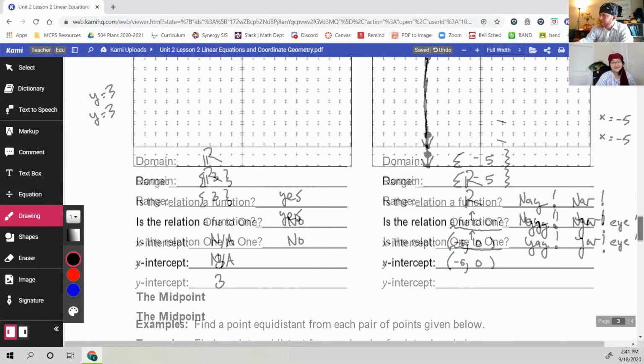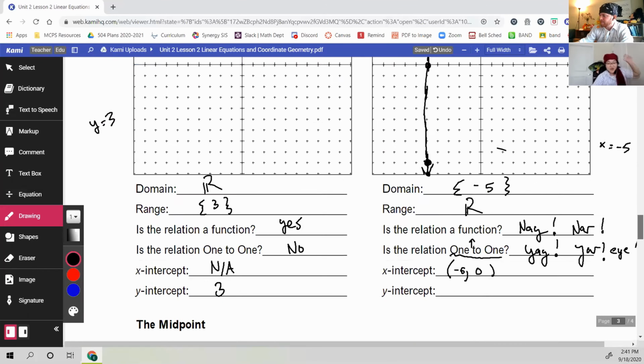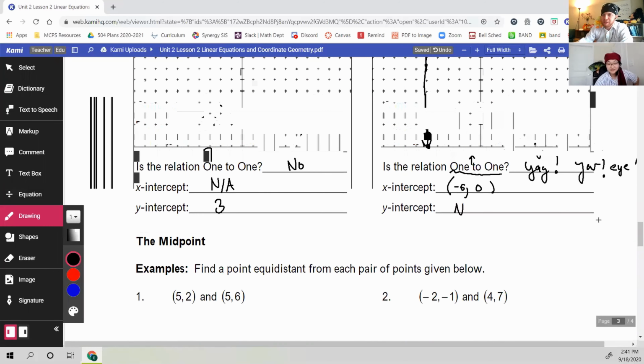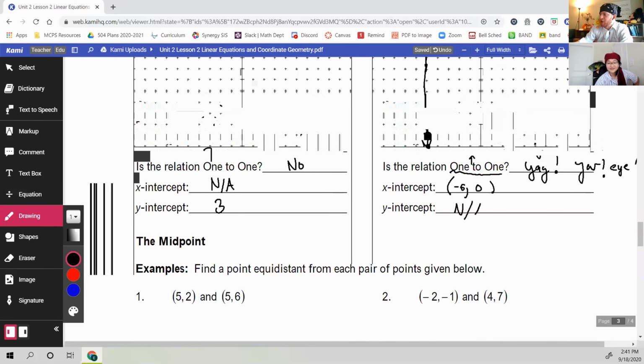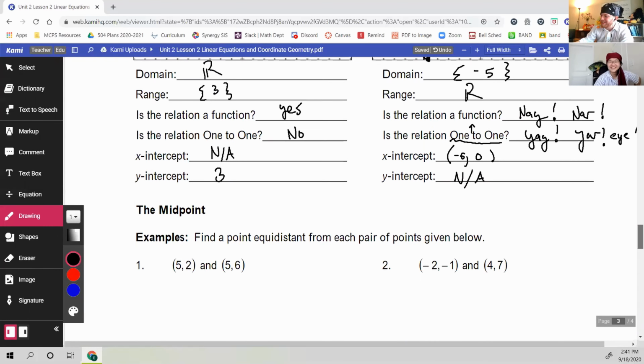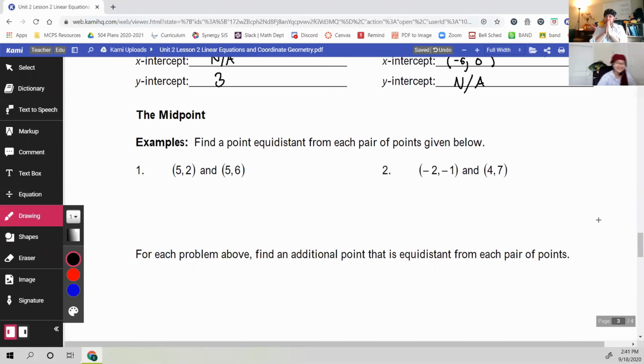Y-intercept? There is no y-intercept. Not applicable. Okay, let's proceed. All right, a new topic of review that we want in our pocket: the midpoint formula. How do I find the midpoint between 2 points?